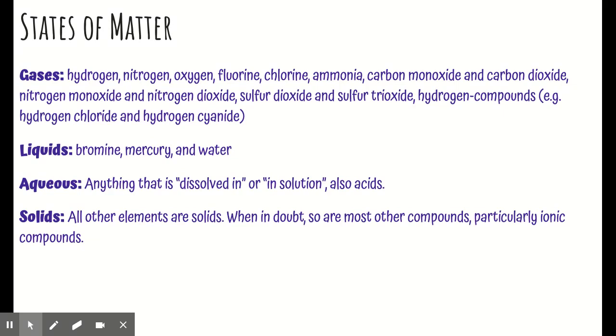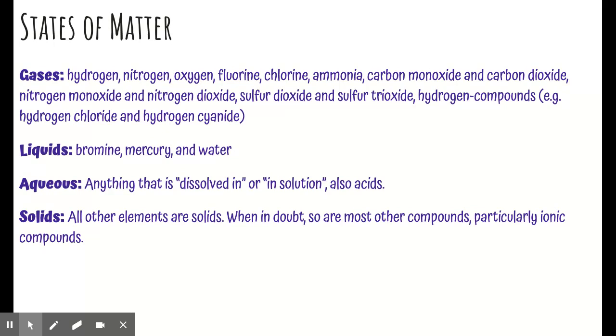Anything that is naturally a gas is going to be kind of obvious, because these are mostly your nonmetals, right? So the gases are going to be anything up in the top right-hand corner of your periodic table. So you have hydrogen, nitrogen, oxygen, fluorine, chlorine, ammonia, carbon monoxide, carbon dioxide, nitrogen monoxide, nitrogen dioxide, and a couple more here. So hydrogen compounds are gases for the most part. Those are ones you're just going to have to get used to seeing.